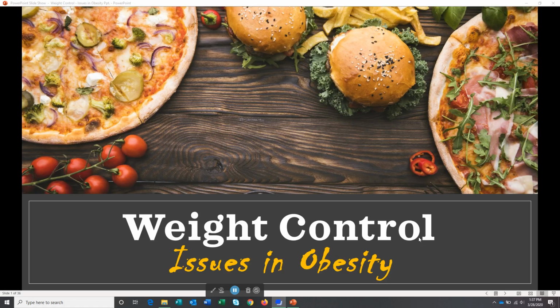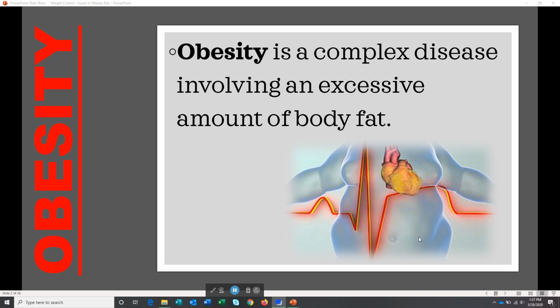Today we'll be talking about weight control and issues in obesity. Obesity is a complex disease involving excess amount of body fat. It's not just a cosmetic or an appearance concern, it's a huge medical issue. People who are overweight or obese face a lot of health complications, negative consequences, and negative results. In fact, being overweight or obese increases a person's risk for many diseases and health conditions.